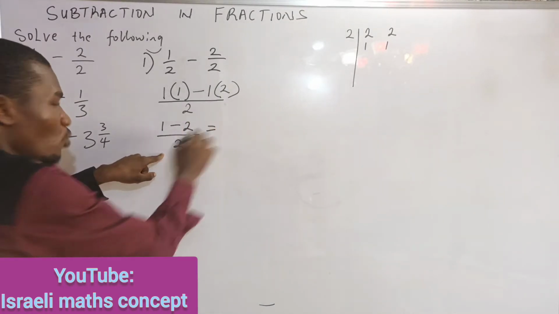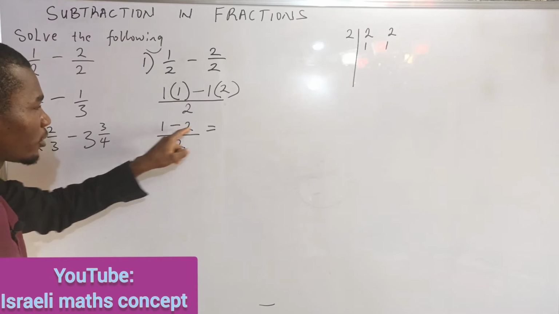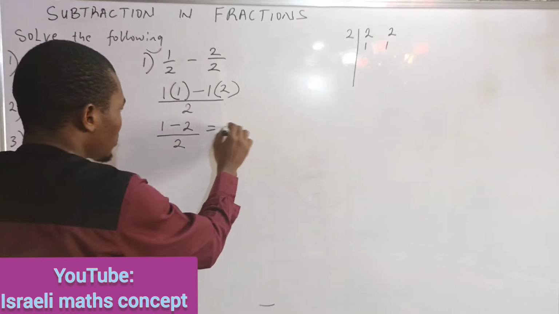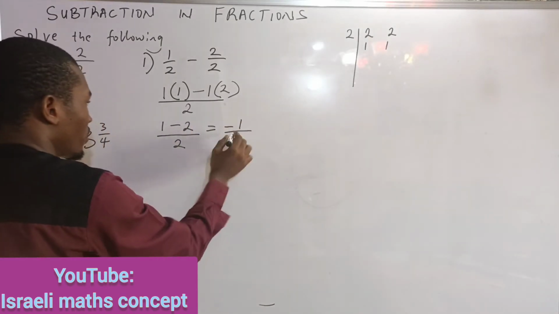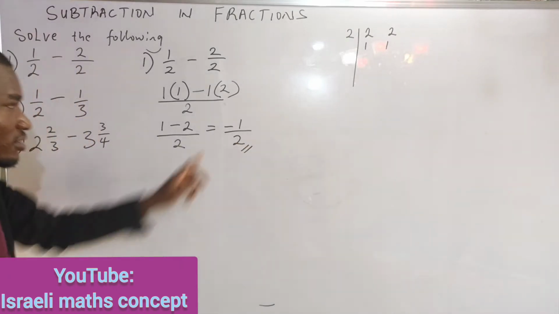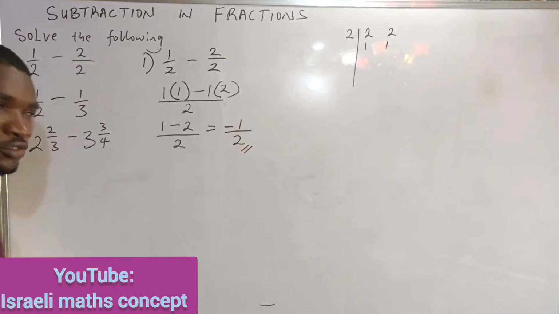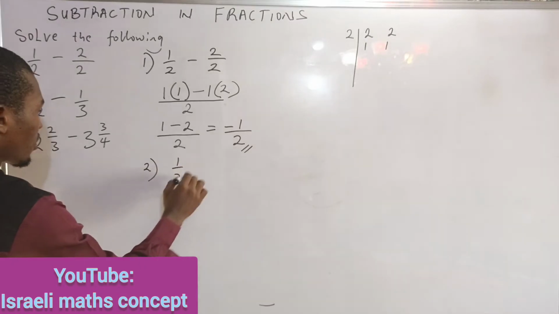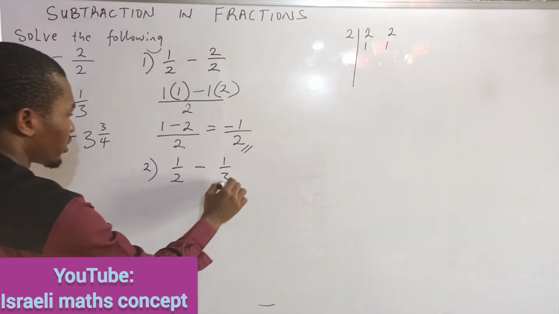And this is equal to 1 minus 2, which gives us negative 1, all over 2. So the answer is negative 1 over 2. Let's solve the second question. The second one says half minus 1 over 3.